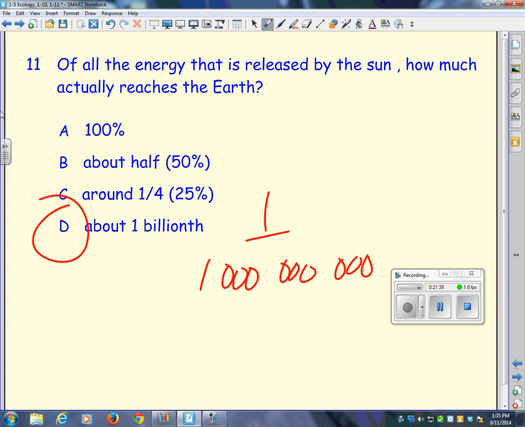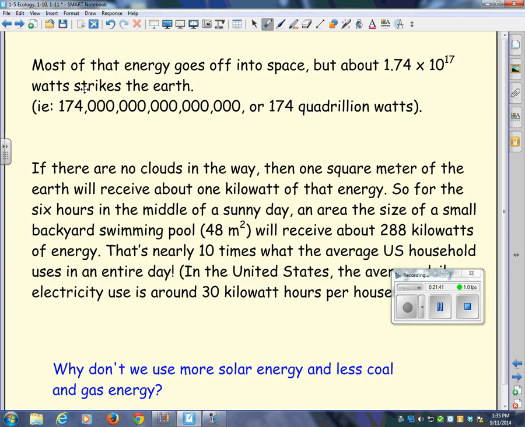So now I'm just going to go through this really quick. Most of that energy goes off into space, but about 1.74 times 10 to the 17 watts strikes the Earth. That's 174 quadrillion watts of energy. When you put up a 100-watt light bulb in your house, think about how bright that is. Now think about how bright a 174 quadrillion watt light bulb would be. That's how much energy reaches the Earth.